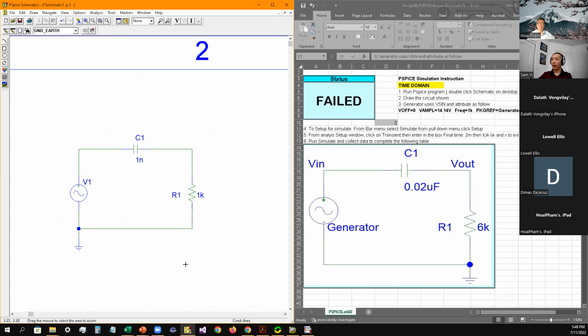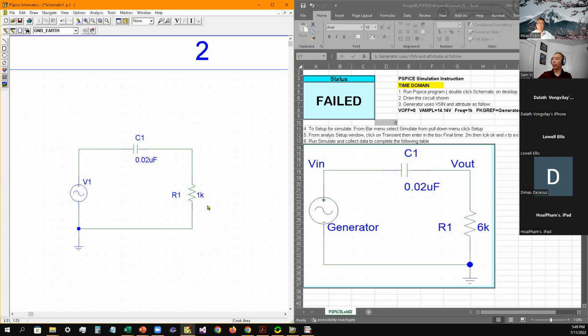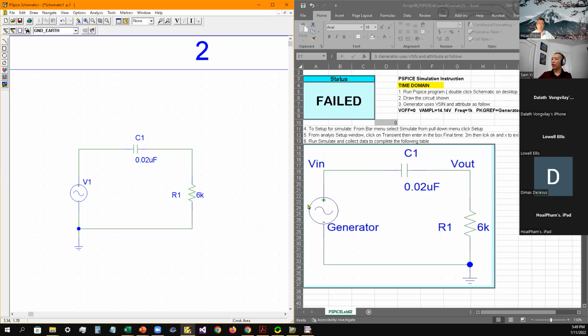Next thing you want to do is change the component values. C1 is this one. Double click on it, and now you can change it to 0.02 UF for microfarad. Lowercase or uppercase does not matter. The next one is 6K. Come over here and double click on that. 6K for the resistance.